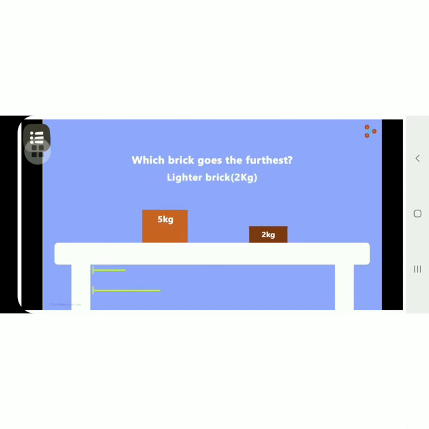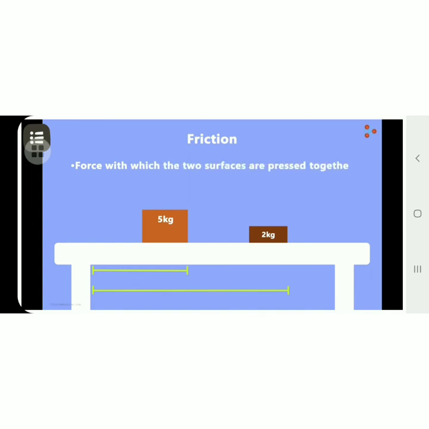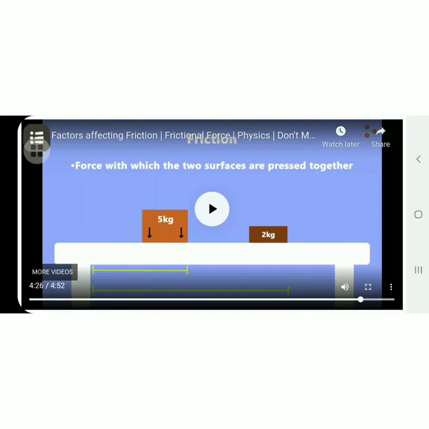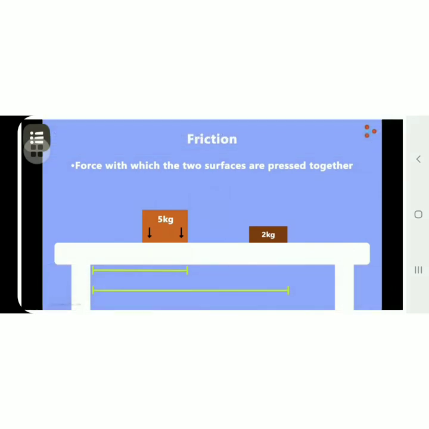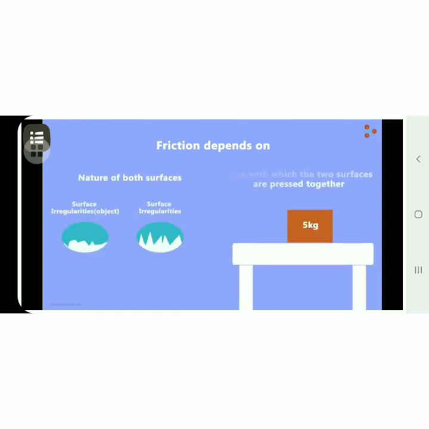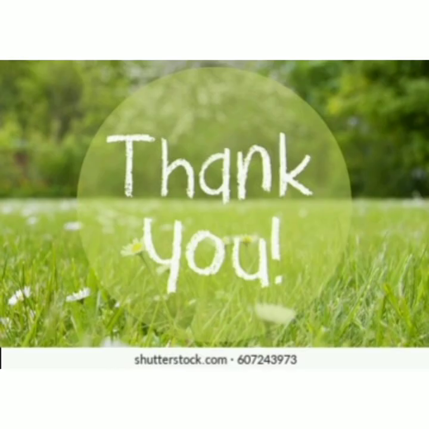Nature of the object, nature of the surfaces. See, here if we assume two objects, one is a 5 kg object and another is a 2 kg object. If you push, which brick will move farthest? The lighter brick, the 2 kg brick, will move more distance than the brick with more weight. So the force with which the two surfaces are pressed together also matters, and that will affect the movement of the object. The object will hold on because of the irregularities. So finally we can say friction depends on the nature of both surfaces and the force with which the two surfaces are pressed together. Thank you.